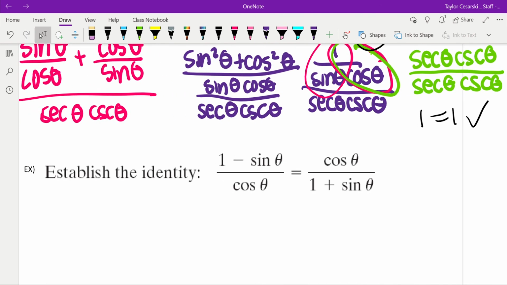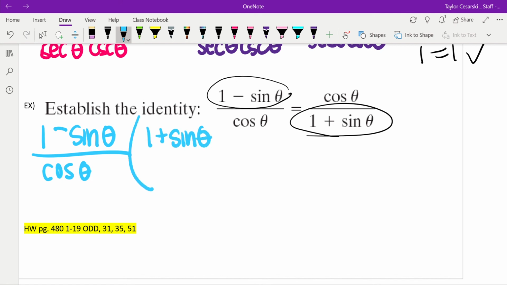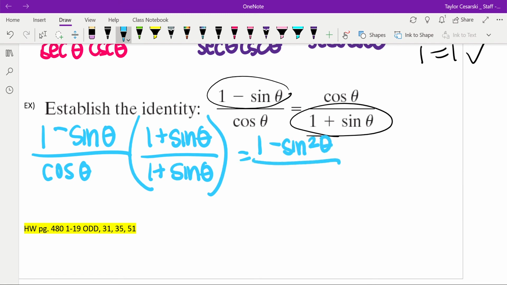All right, this one is very similar to what we did on the very first page. So if I have a 1 minus right here, I'm going to want to multiply by the opposite, because you see the opposite down here. So I'm going to multiply by 1 plus sine of theta over 1 plus sine of theta on the top and the bottom. So up top, I get 1 times 1 is 1, minus sine squared of theta. Everything else is going to cancel out. Over cosine of theta, 1 plus sine of theta.